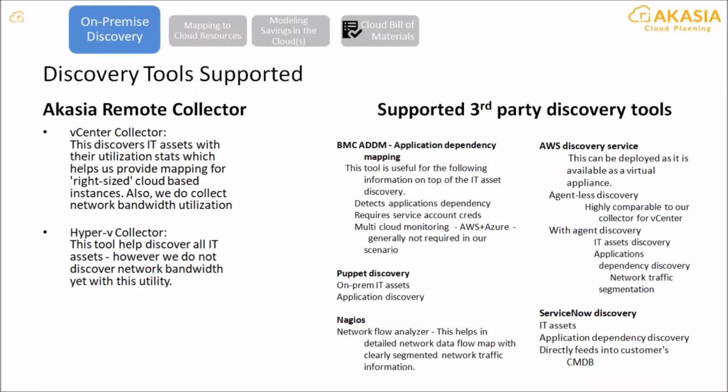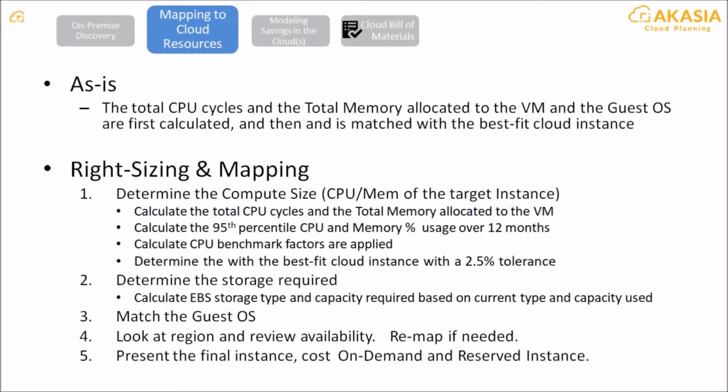Here we go. Once we've done the discovery, the next step is that the product maps to cloud resources. This is where we do the as-is mapping as well as right-sizing. Our right-sizing algorithm is extremely sophisticated. We look at not just the usage across the past period of time we've done the monitoring, but we're able to calculate for different usage types, such as 95th percentile or average or mode.